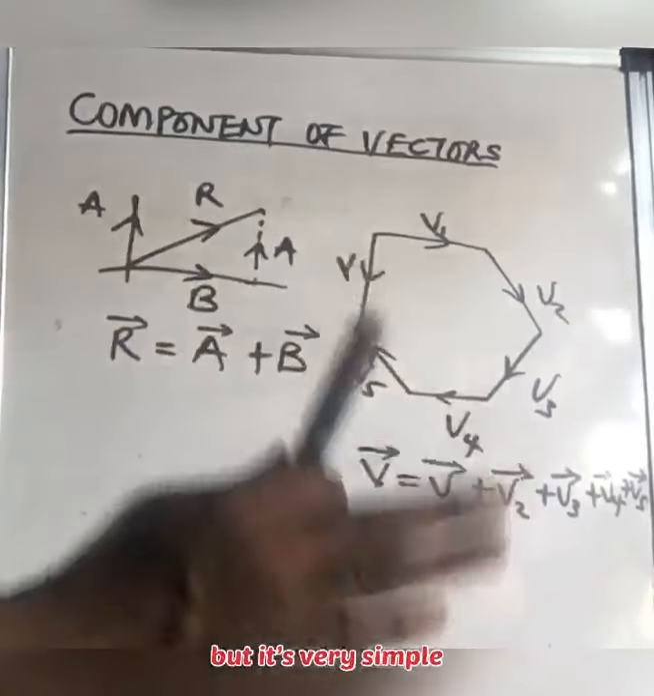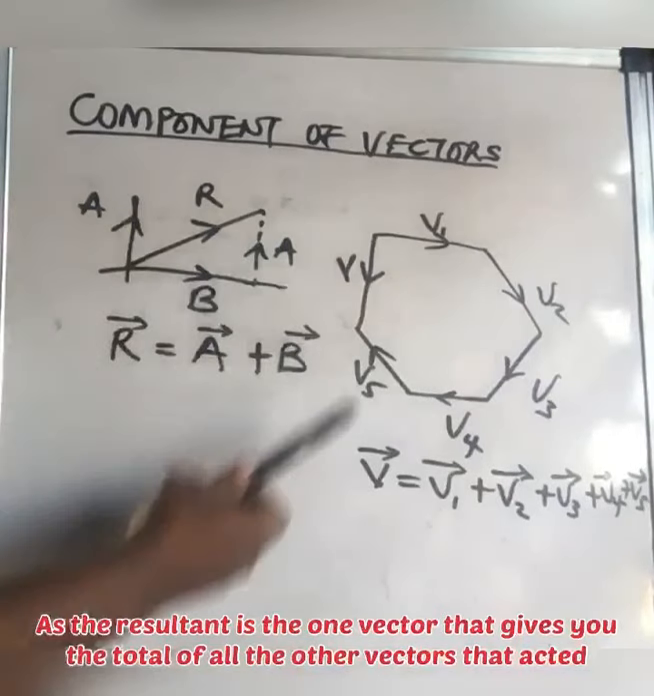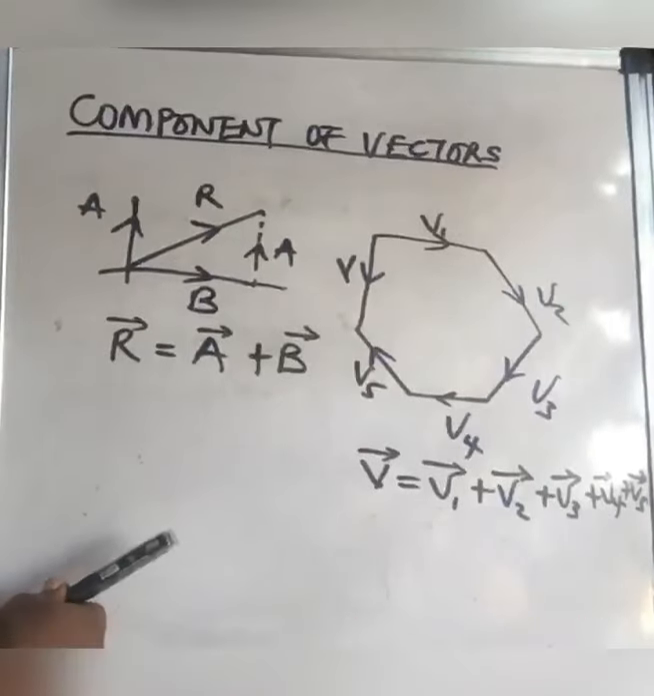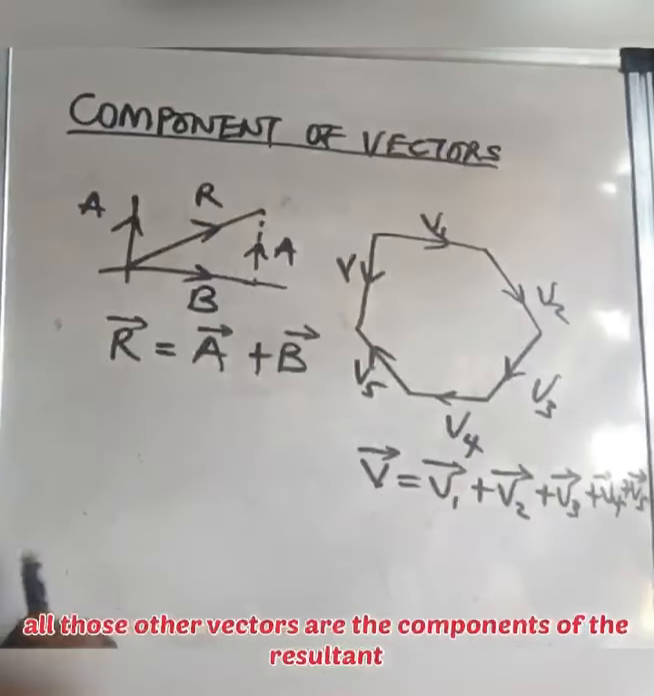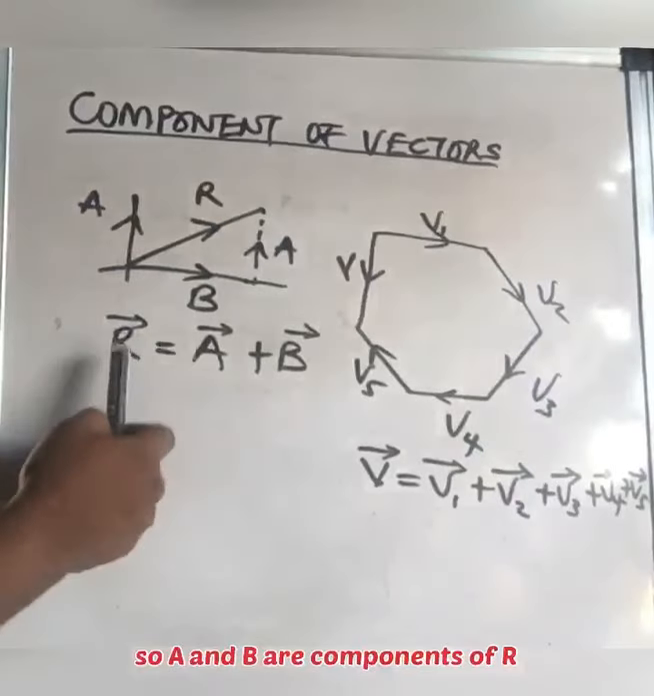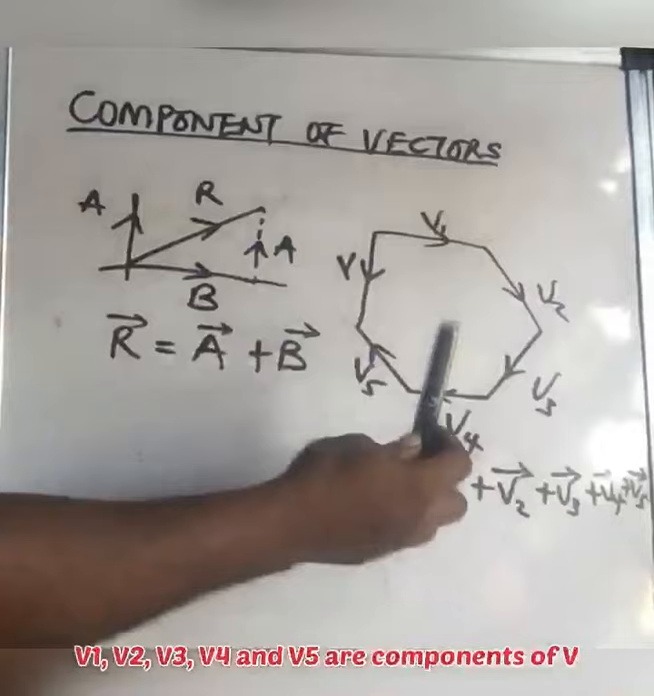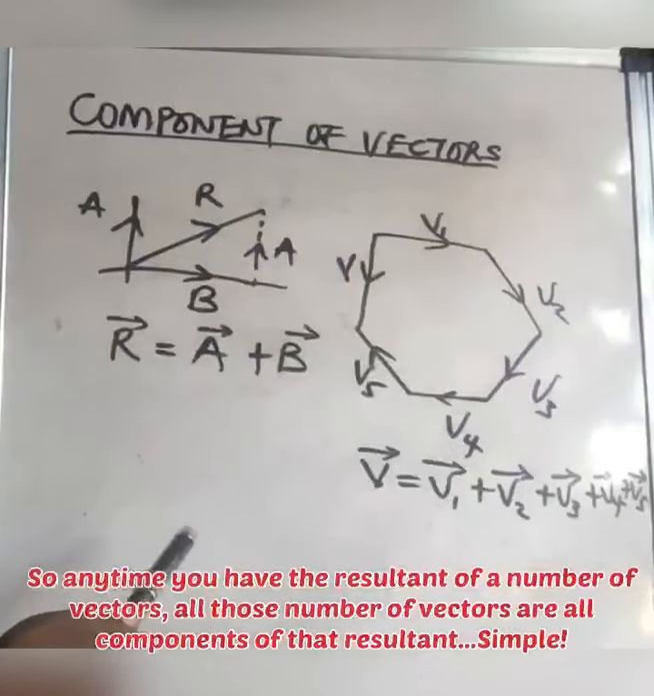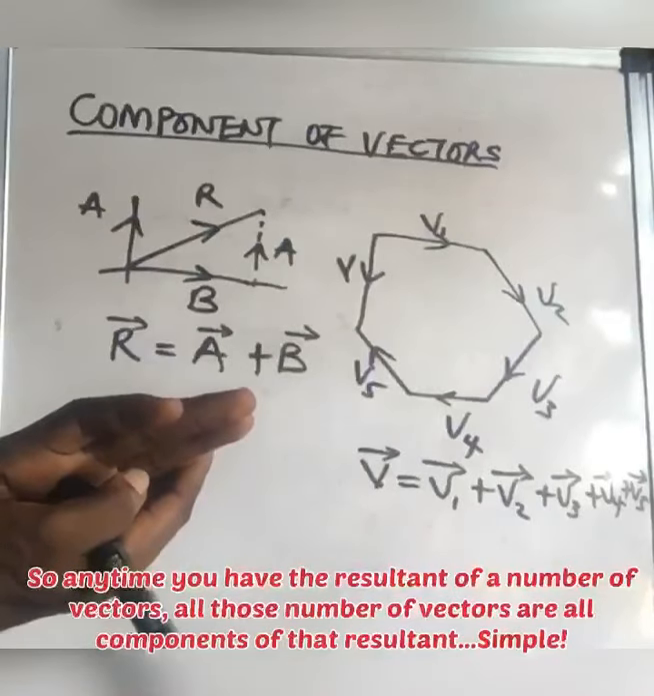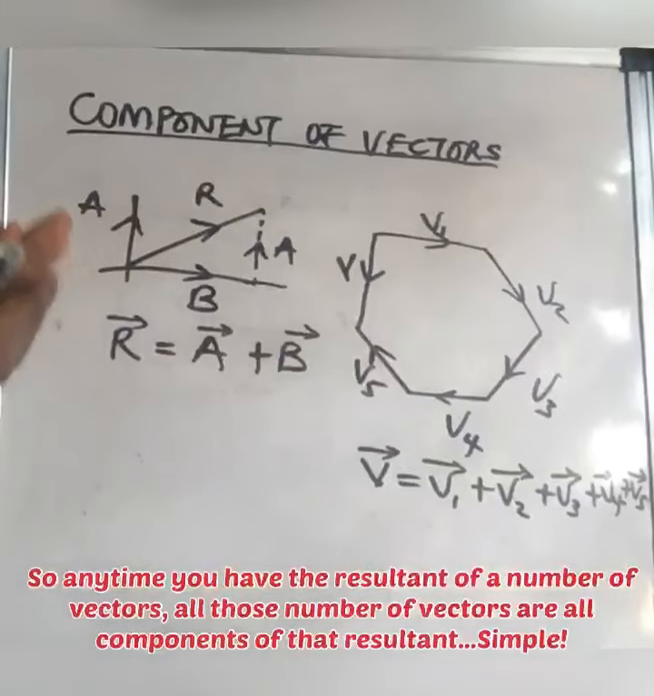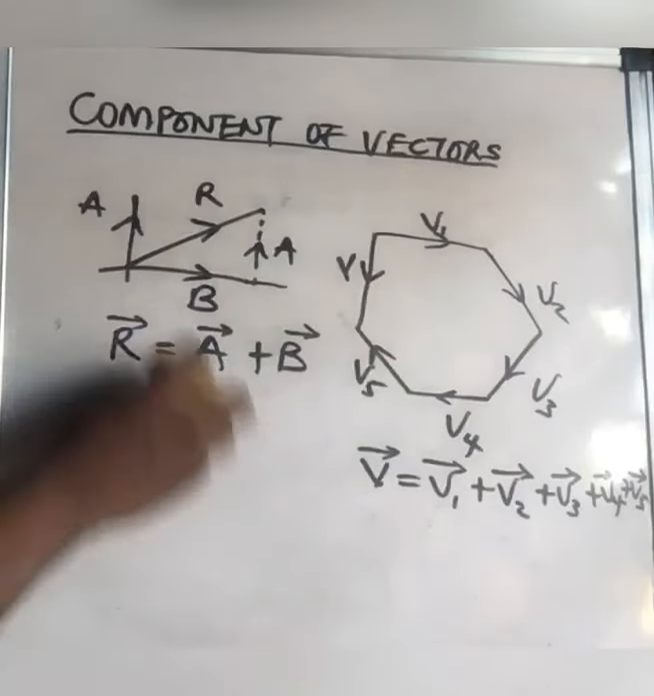But it's very simple. As the resultant is the one vector that gives you the total of all the other vectors that acted, all those other vectors are the components of the resultant. So A and B are components of R. V1, V2, V3, V4, and V5 are components of V. So anytime you have the resultant of a number of vectors, all those vectors are components of that resultant. Simple.